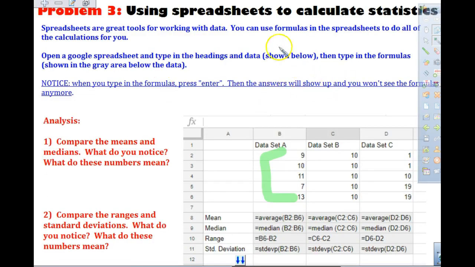Spreadsheets are great tools for working with data. We're going to use a formula in our spreadsheet to do all your calculations. So what I need you to do is to go to Google Spreadsheets, type in the heading as shown. Yours is going to look just like this in your notes. So I'll give you a minute.